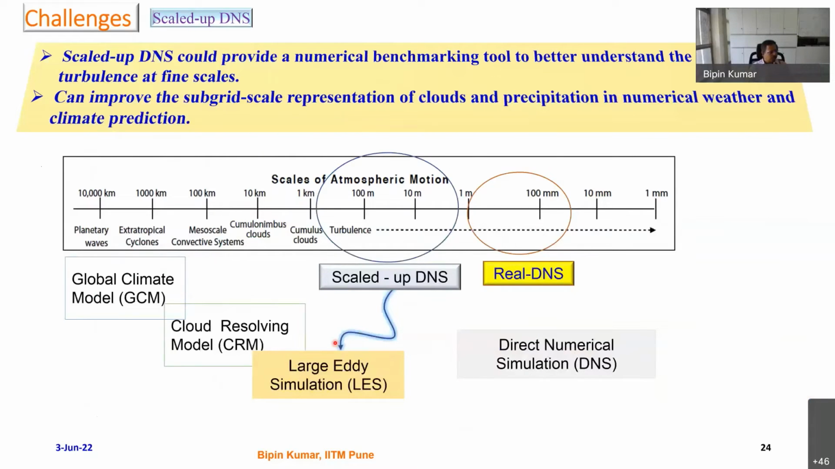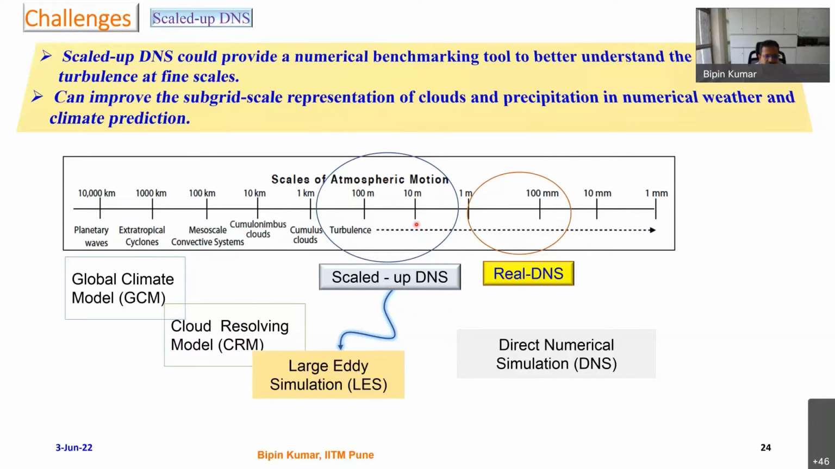Finally, where have we reached? So I come back to that question I asked in the beginning. How big a domain can we go? If you see the real DNS, we were doing a 1 meter domain and sub meter domains. But the LES goes into kilometer domains, and the grid size goes into the tens of meters. Now we have come in between. There is a scaled up DNS. It's a really very novel approach.